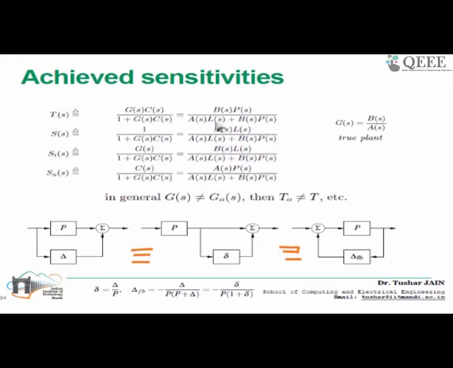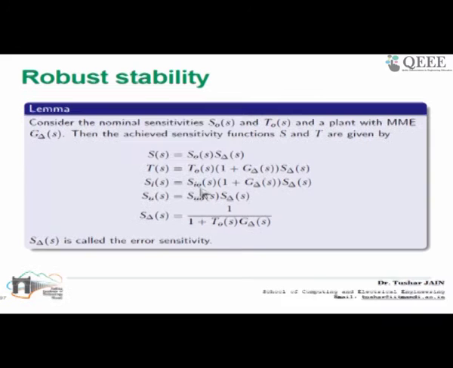If you substitute this G of s by the G of s that we have assumed in the theorem, you are going to get these results straight away. So these would be the achieved sensitivity functions. Okay, so this is all we have for the stability analysis.